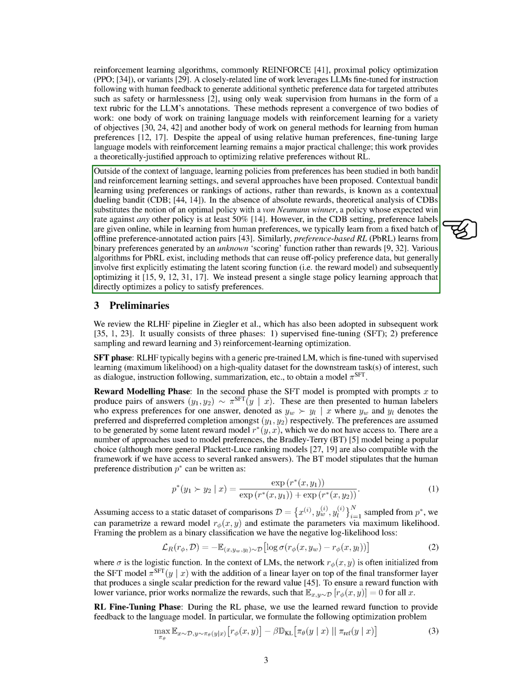Various algorithms for preference-based RL exist, but they generally involve first explicitly estimating the latent scoring function, i.e., the reward model, and subsequently optimizing it. We instead present a single-stage policy learning approach that directly optimizes a policy to satisfy preferences.